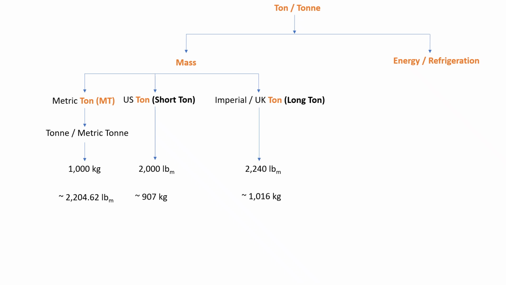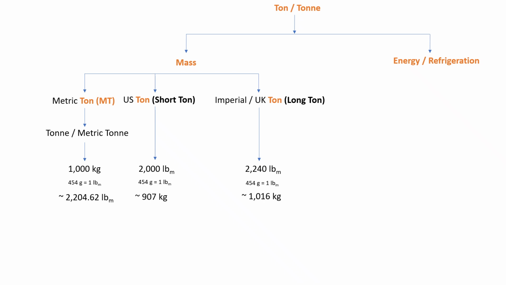Similarly, we have a long ton, UK ton or imperial ton, where one long ton is equal to 2240 pound mass, which is equivalent to 1016 kgs. So you see how different denotations or different symbols actually make these terms entirely different, and when you use them in calculations, please be careful.